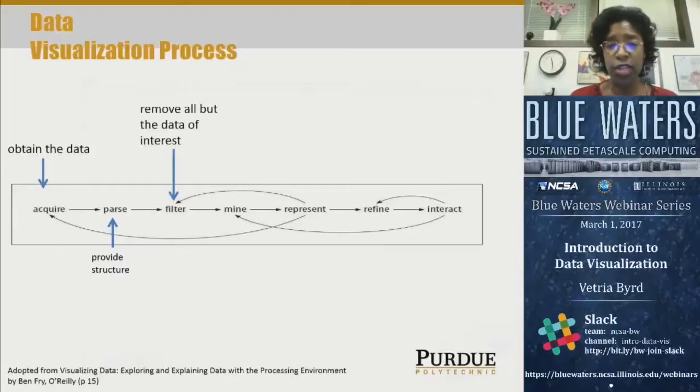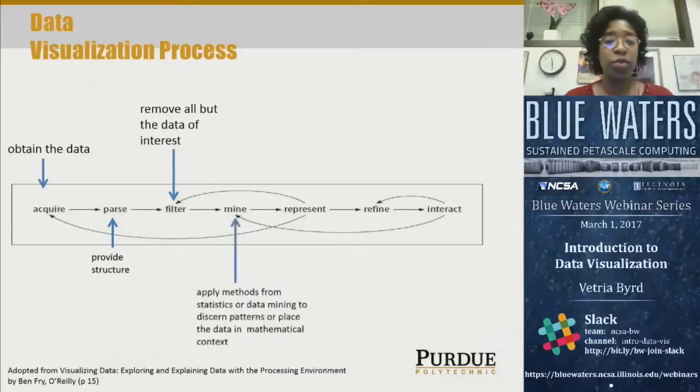Once you have the structure, you want to remove all but the data of interest. So if you think about, for example, social media data, if you were to pull down all of the social media data, but you're only looking for one particular relationship or one particular variable, that's a lot of data. So what you would want to do is think about what it is you're interested in, then extract or filter those pieces that you want. That will give you a smaller data set to work with, and hopefully you'll be able to move it through this process a little easier.